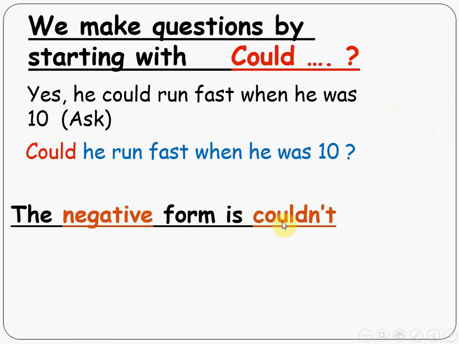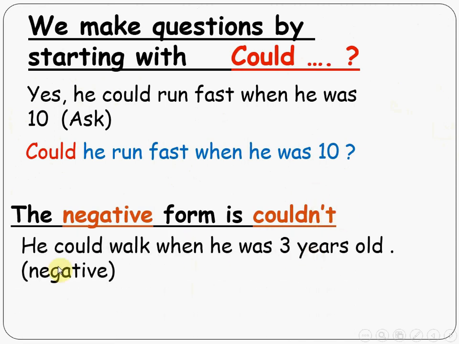The negative form is couldn't. So we talked about how to make a question with could. I start with could. And here the negative form is couldn't, the same as can and can't. Here, could and couldn't. So the negative form is couldn't.